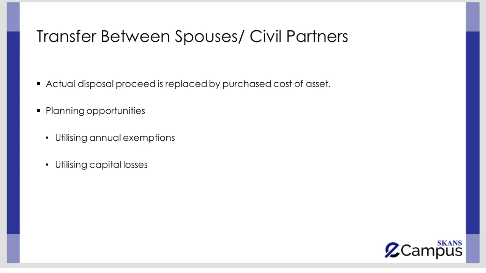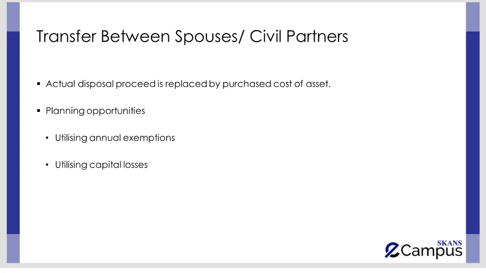Here comes a very unique concept: whenever a transfer of an asset takes place between spouses or civil partners, as we have already learned, there is no need to compute gain or loss, because we would assume as if the asset is sold for a price equivalent to the cost of the asset, and thereby it would not result in any gain or loss.